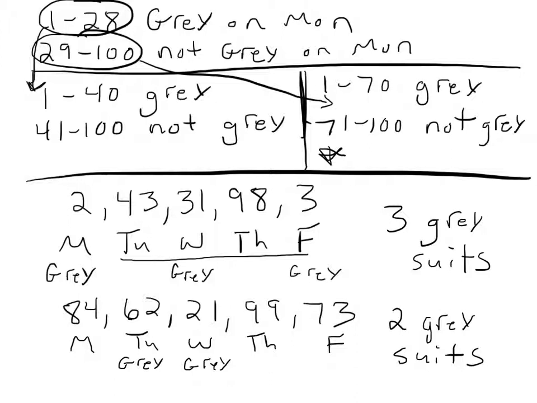So the key to this is being very careful with how you're assigning the digits to what events those are corresponding to, and then what's going to correspond to a trial. In this case, a trial was Monday, Tuesday, Wednesday, Thursday, Friday, the 5 days, and seeing how many gray suits I would wear in those 5 days. So good luck.